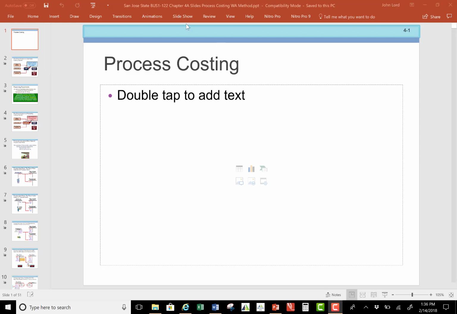Okay. Go ahead and put it in slideshow mode.